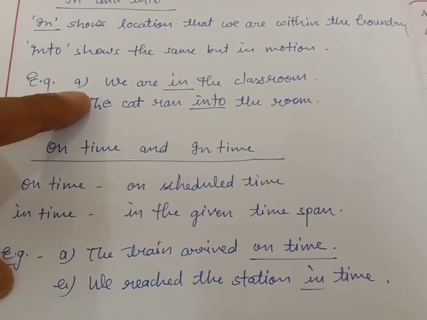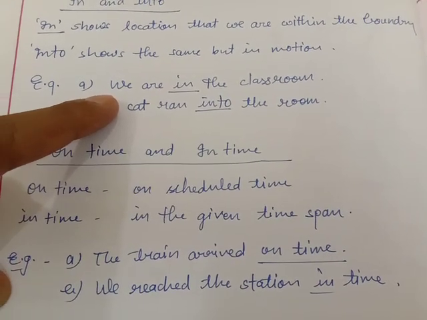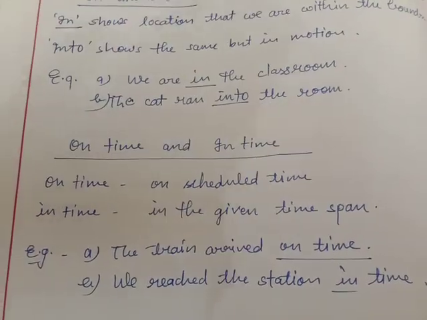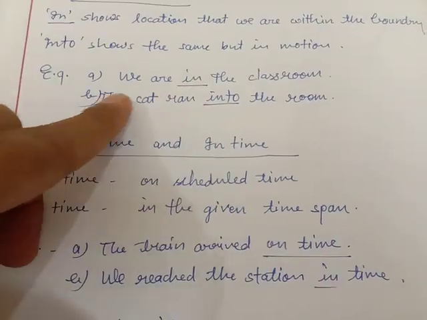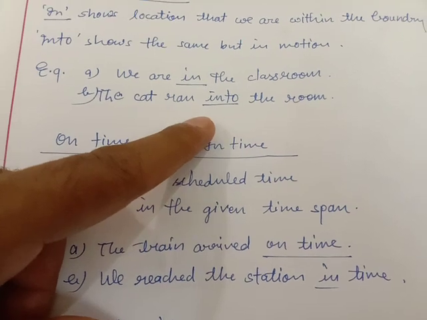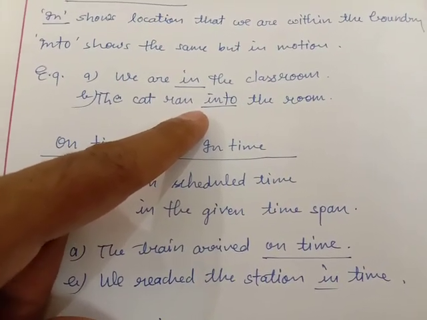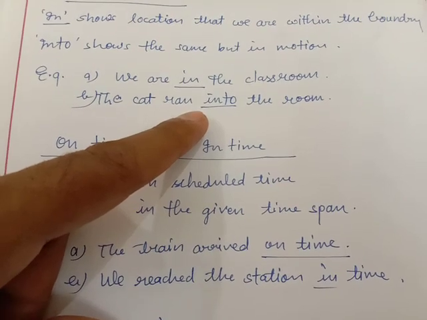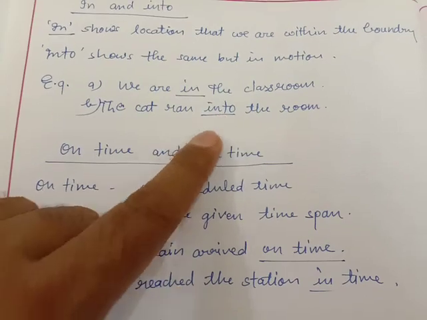Now we will take examples. We are in the classroom means we are sitting, we are at a stationary position, so we will use in. The cat ran into the room. The cat is in motion and it is moving to the classroom, so we will use into.